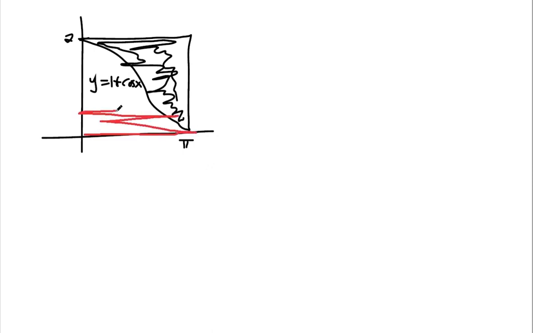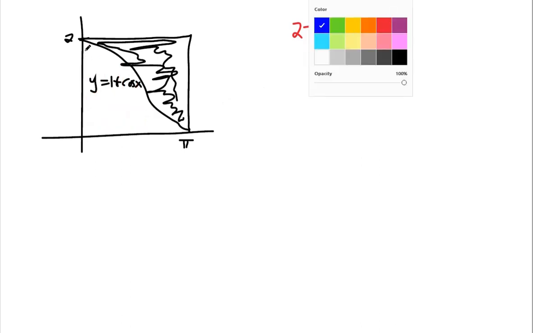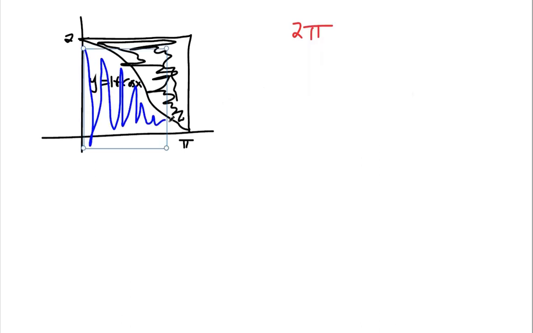big area is just a rectangle. It's pi across and 2 up, so the big area is 2 pi. And so to find out the area of just the shaded piece, let's find out this red area that I'm shading right now with integration, and we'll subtract that from 2 pi. Here, let's change the color. Okay, this area in blue.